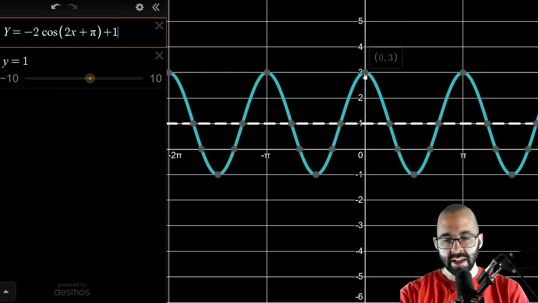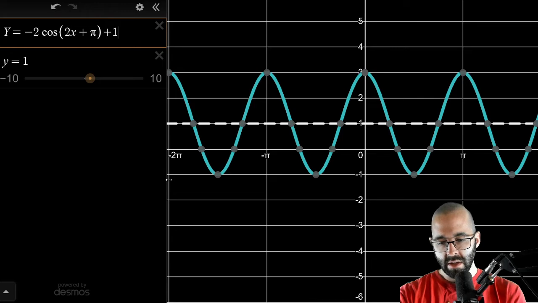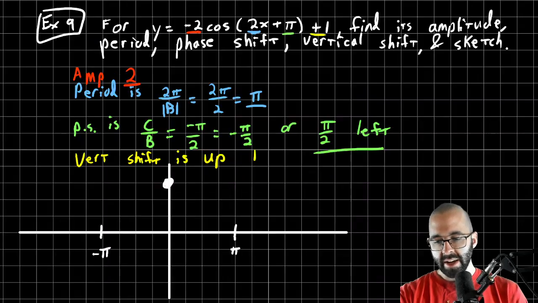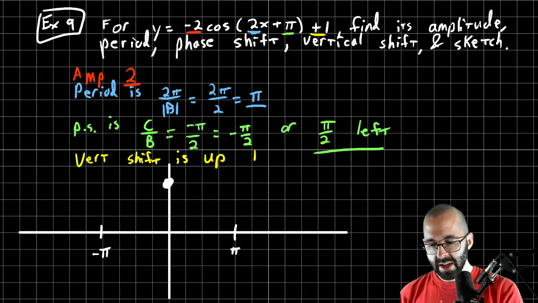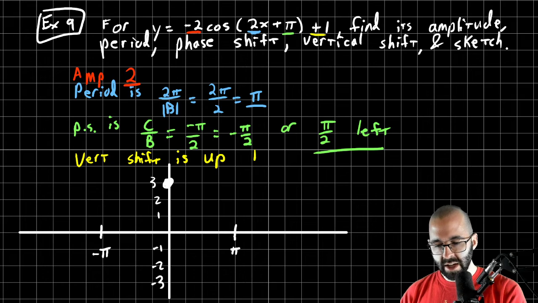All right, so we're starting at 0, 3. And then we're going to the midline. Let's graph that midline. The midline is at y equals 1. Again, this is 1, 2, 3, -1, -2, -3. The midline is at y equals 1 again.